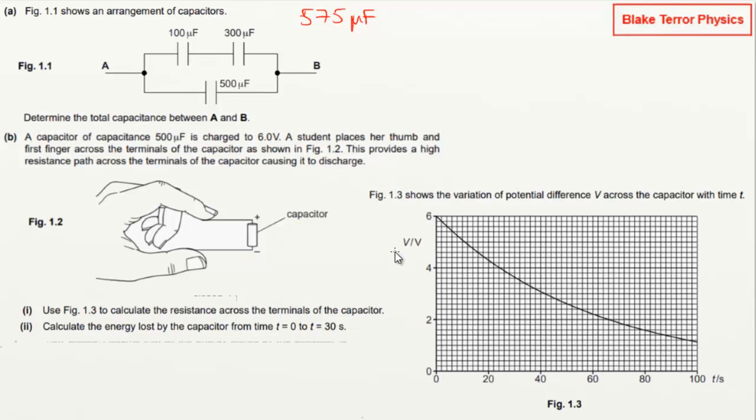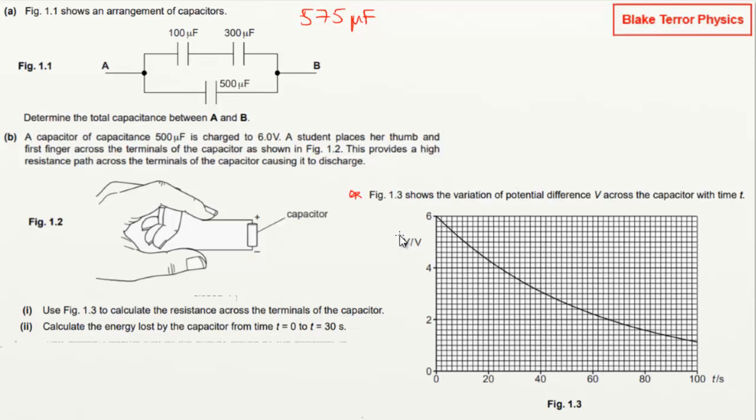Part B, a capacitor of capacitance 500 microfarads charged to 6 volts. Student places a thumb and first finger across the terminals of the capacitor as shown in figure 1.2. Okay. Provides a high resistance path for the capacitor to discharge. Use figure 1.3. Okay, so the graph. Oh, right, this graph. There's a little caption here. This is the variation of potential difference across the capacitor with time. Right, okay. So use this to calculate the resistance across the terminals of the capacitor.